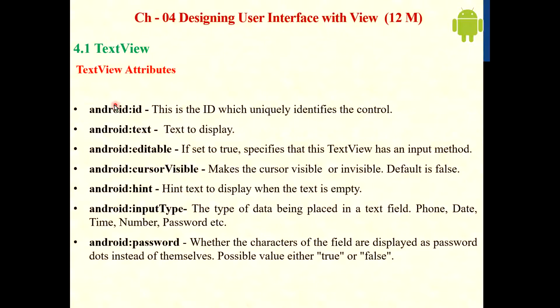Then a very important part, there are various attributes of every component. So we see TextView attributes. The first attribute is very common and it is for every layout and every component, android:id. This is the ID which uniquely identifies the control. In simple words, ID means the name of the control. If I create 3 or 4 TextViews, every TextView has a different name: textView1, textView2, textView3. In this way we can give a name to the TextView. For that we use the first attribute.